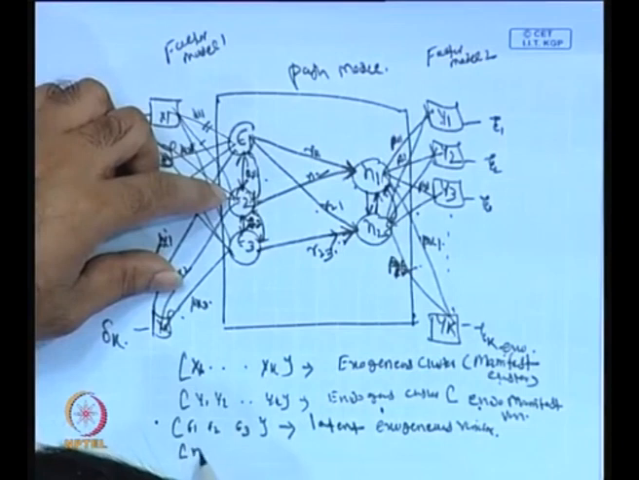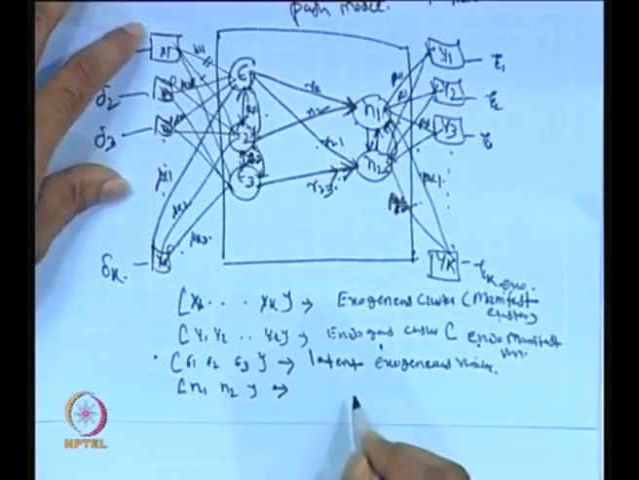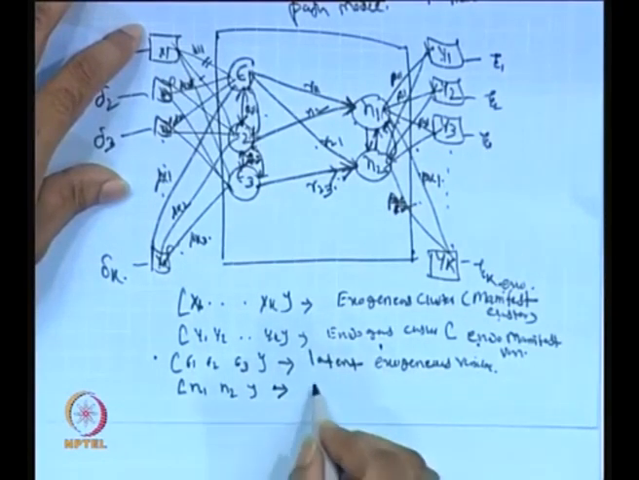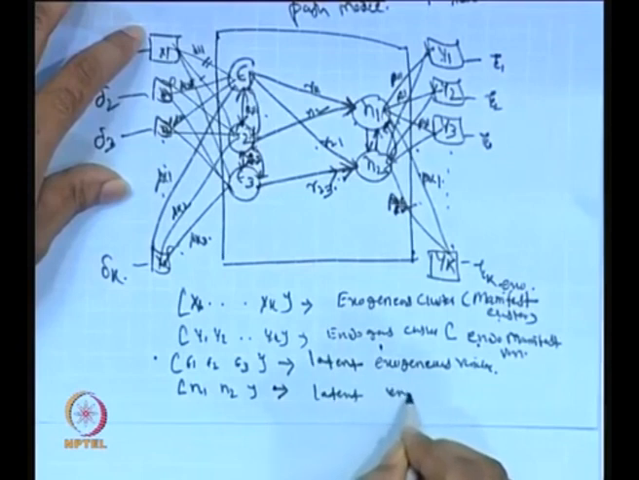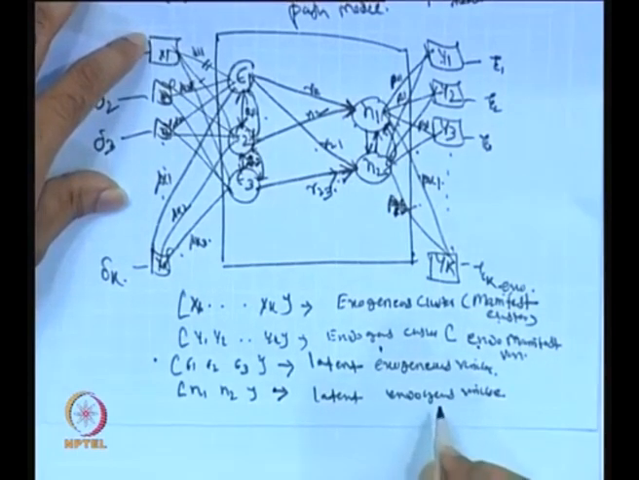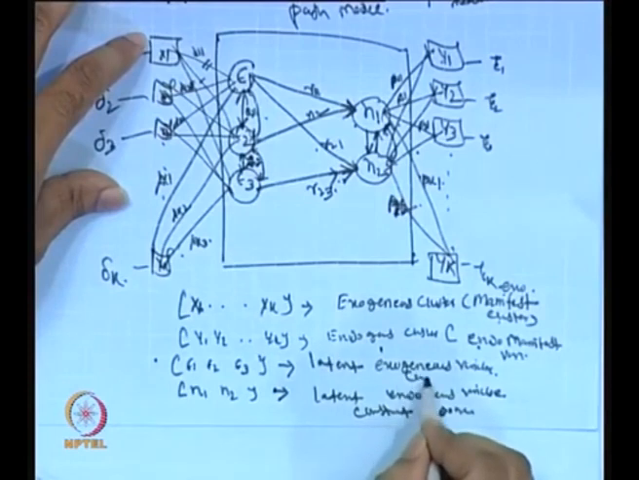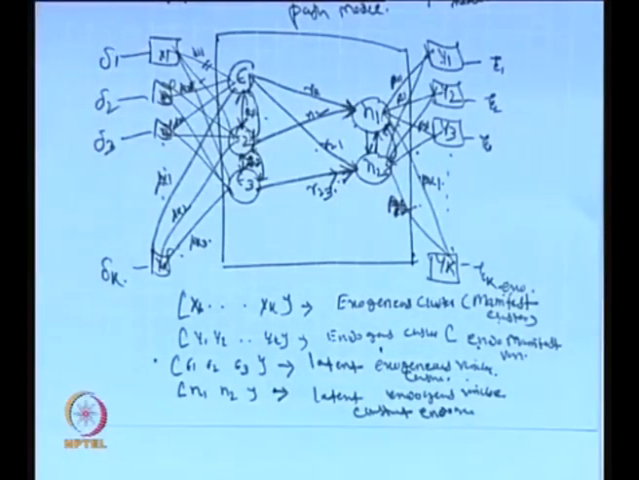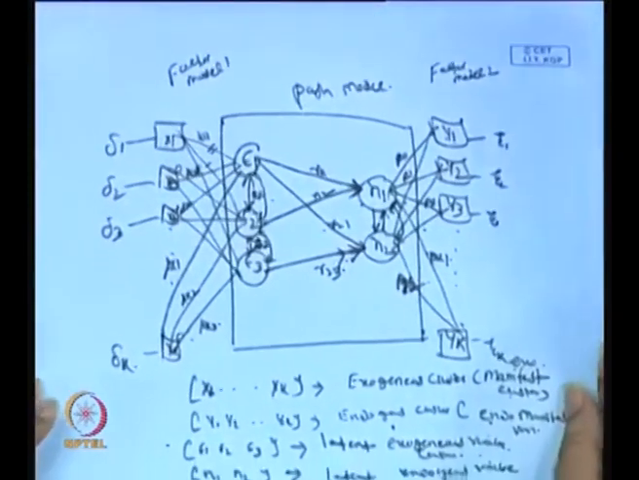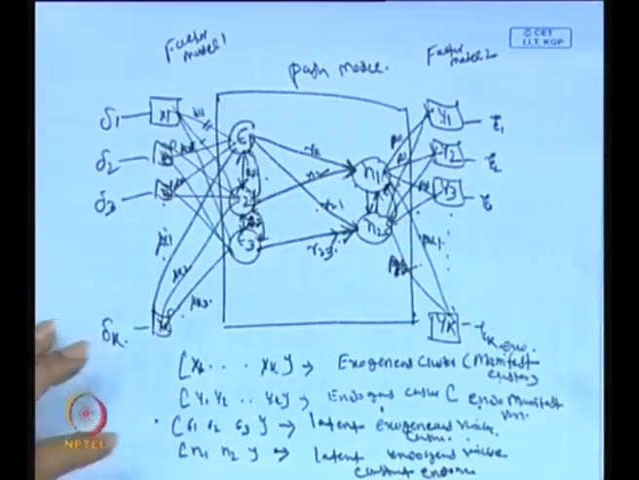Then another set is eta 1 and eta 2. This is called the latent endogenous variables, or sometimes the construct endogenous variables. This is also called the construct exogenous variable. So this is how the full structural equation modeling looks.